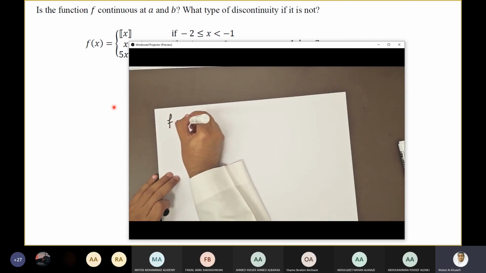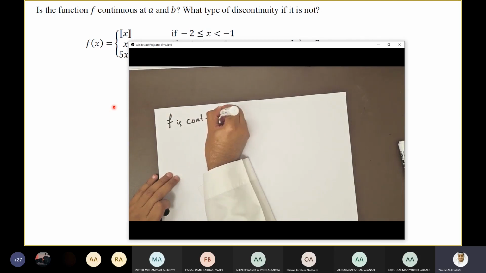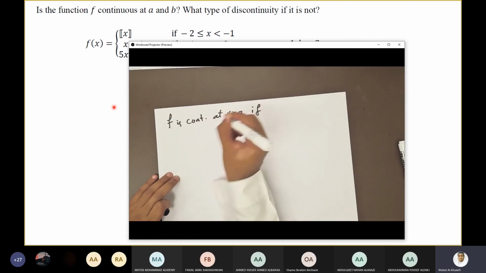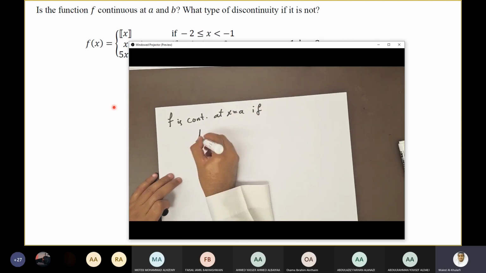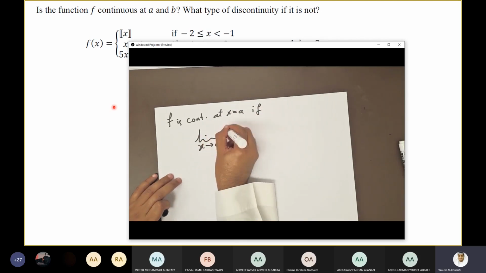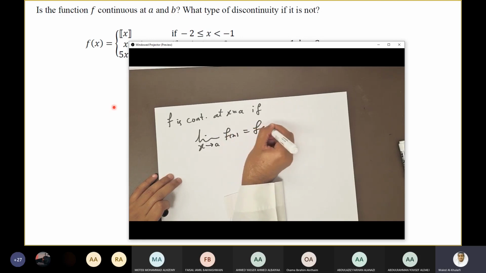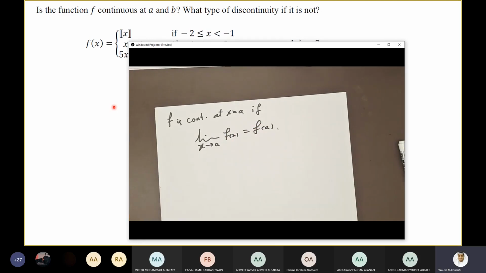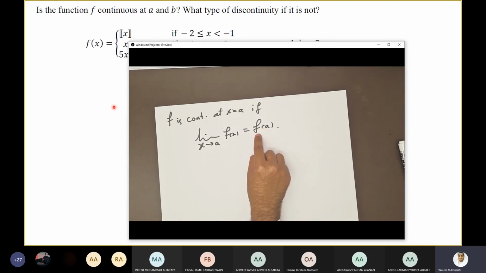f is continuous at x equal to a if the limit as x approaches a of f(x) equals f(a). So this is the definition of continuity. The limit must exist, and the value of the limit is equal to the value of the function at a, meaning the function is defined at a. We have discontinuities.